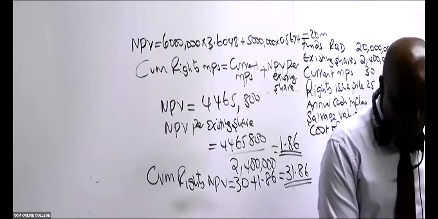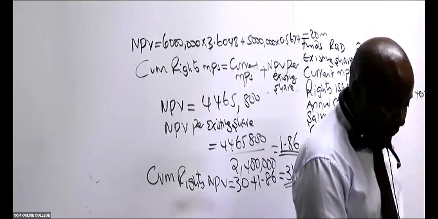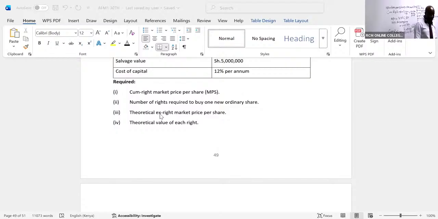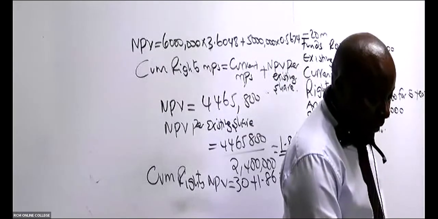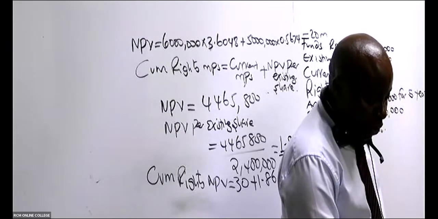Allow me to go to the next question. What do they want us to do really in this next question? They want us to give them the number of rights required to buy one new ordinary share. Write it there as a title: number of rights required to buy one new ordinary share.